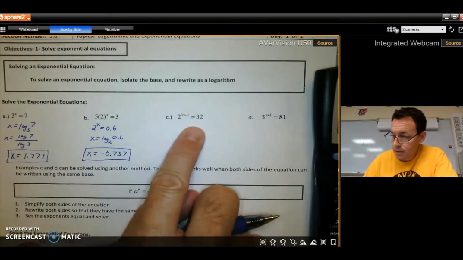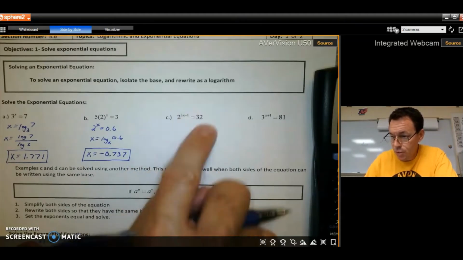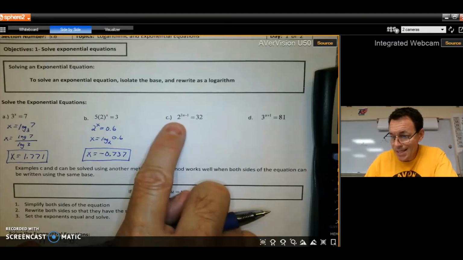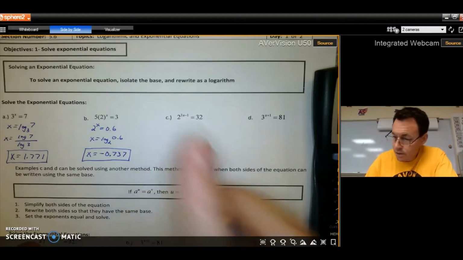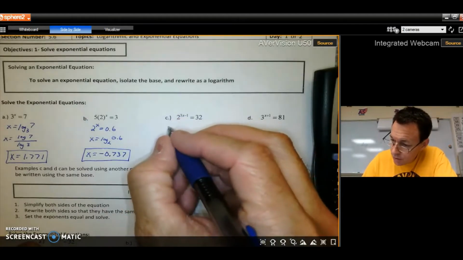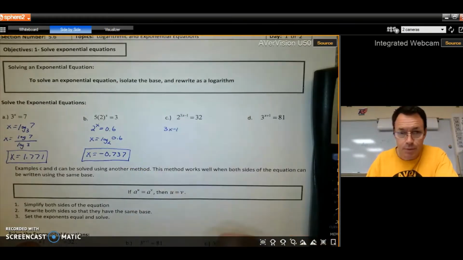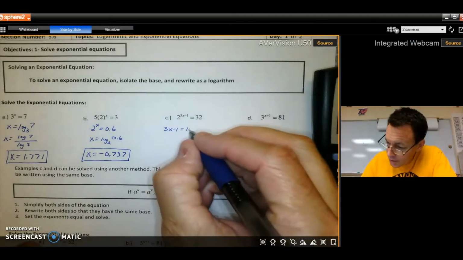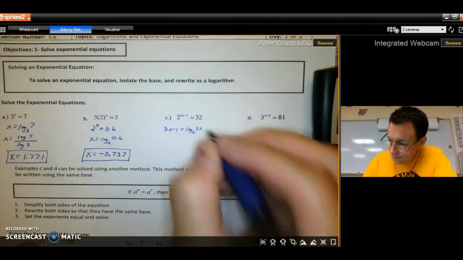Now, this one, I've got a base to a power equals a number. So this is the situation I want. Okay, my base is isolated. Now it's got a weird looking exponent up here, but that's okay. I'll show you how to handle that in a second. So first things first, we want to rewrite this as a log. So we're going to write 3x minus 1, because that's our exponent. So the entire exponent comes down. And then we're going to write the other side as the log base 2 of 32.